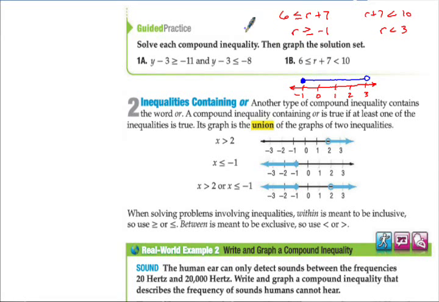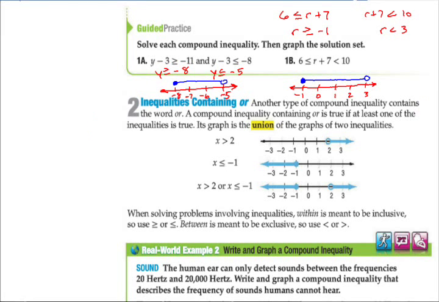You go ahead and try 1A. Pause the video right here, try 1A, and we'll see what you get. Go ahead and pause the video now. Hopefully your answer looks something like mine, where you have -8 and -5 as the two numbers, and then it's everything in between them.